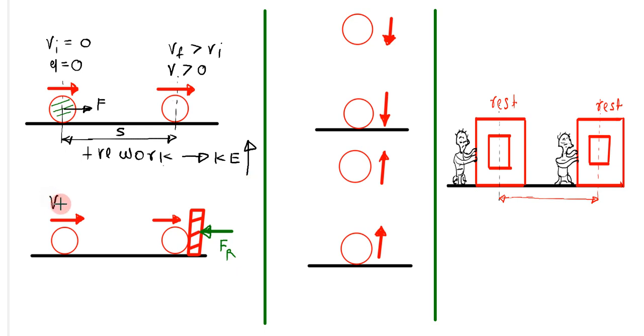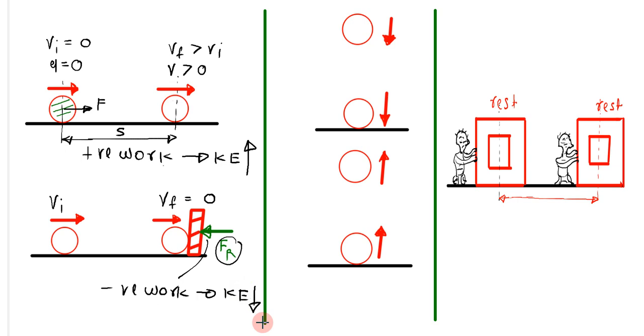Similarly, suppose it is moving with some velocity Vi and it is stopped by a resisting force. Maybe it stops, Vf equal to 0, so there is a decrease in velocity. The work applied by this resisting force is a negative work. Why? Because it decreases the kinetic energy. Initially it is moving with some velocity Vi greater than 0, and because of this resisting force, its velocity becomes 0. So this is called negative work.